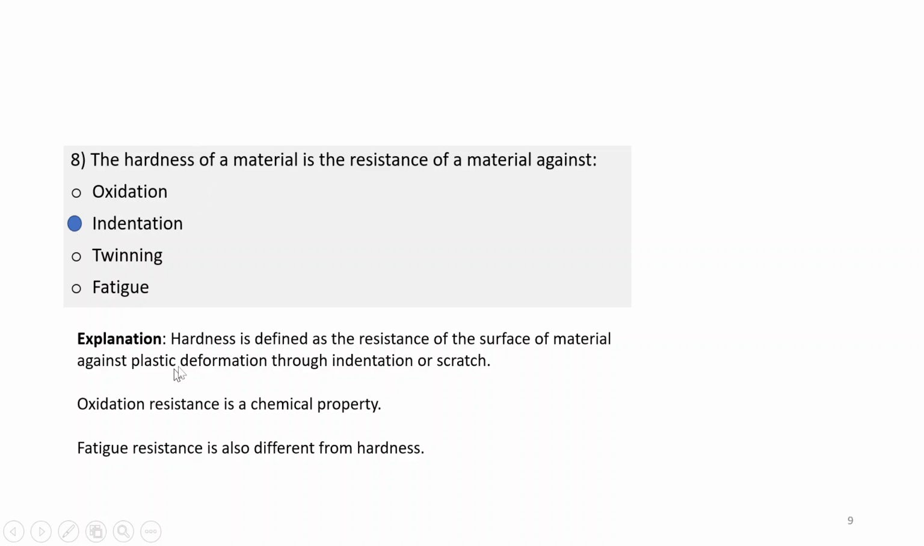Okay, and here hardness is defined as the resistance of the surface of material against plastic deformation through indentation or scratch. And oxidation resistance is a chemical property, and fatigue resistance is also different from hardness.